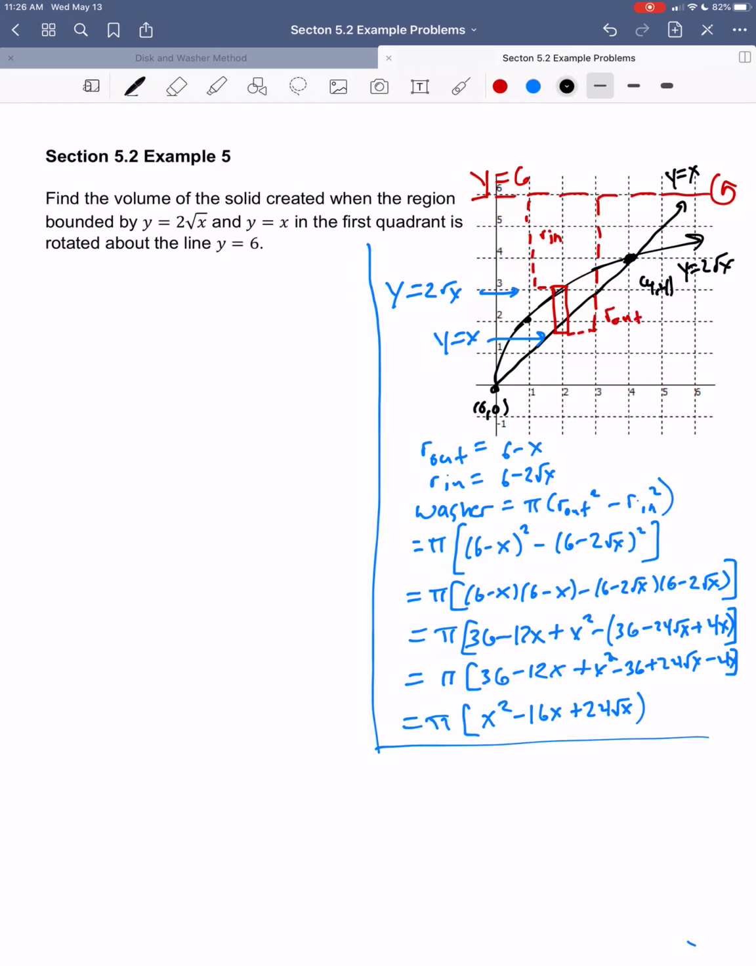So my overall volume, I didn't write this here, but that's a little delta x, right? That's a little delta x, so it's in terms of x. So pi, x is going from 0 to 4. And I'm going to get this x squared minus 16x plus 24x to the 1/2 dx.